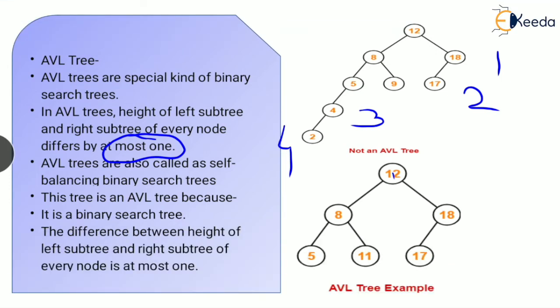Again, I am using a pointer. If I consider the height of the left subtree 4 minus the height of the right subtree 2, 4 minus 2 is equal to 2. And we said in this slide itself that the height of the left subtree and the height of the right subtree should differ by at most 1, and we get the answer 2. So it is an imbalanced tree. Now we'll take the next example of an AVL tree. Here 8, 18 is level 1, and 5, 11, 17 is level 2. Now 2 minus 2 is 0. So it is an AVL tree. It is a balanced tree.